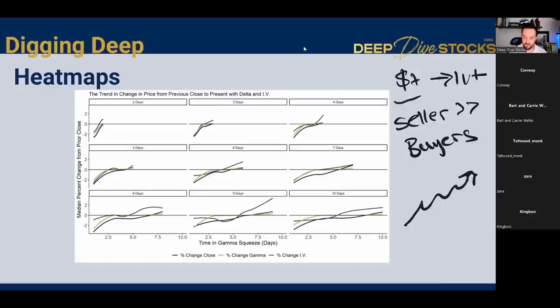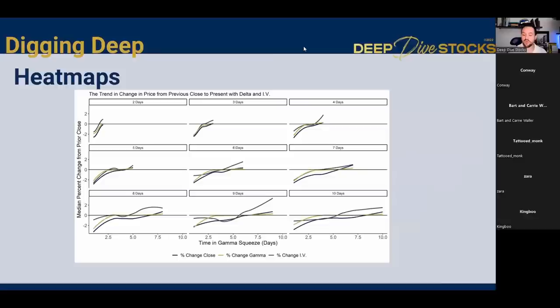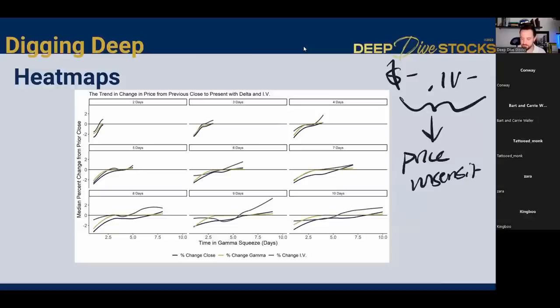Right. So your first drawing, spot down, IV up, is that what you meant to draw? You said spot down. That's the classic situation. In a gamma squeeze, when you have spot down, IV down, this is because the sellers are price insensitive. Yeah, just get me out now. I don't want to lose any more money.